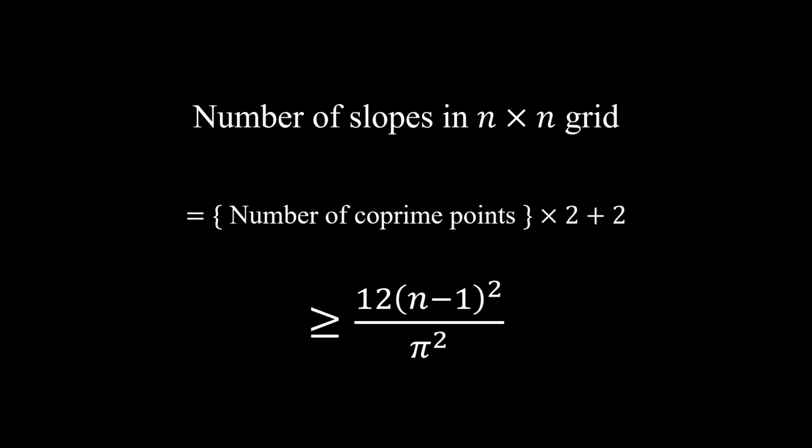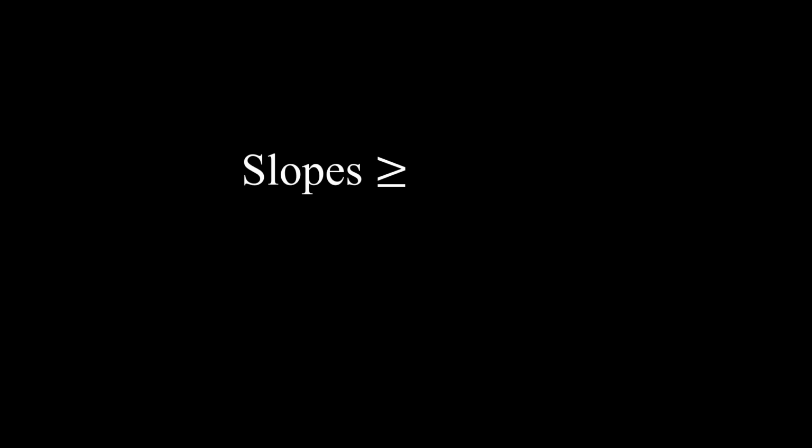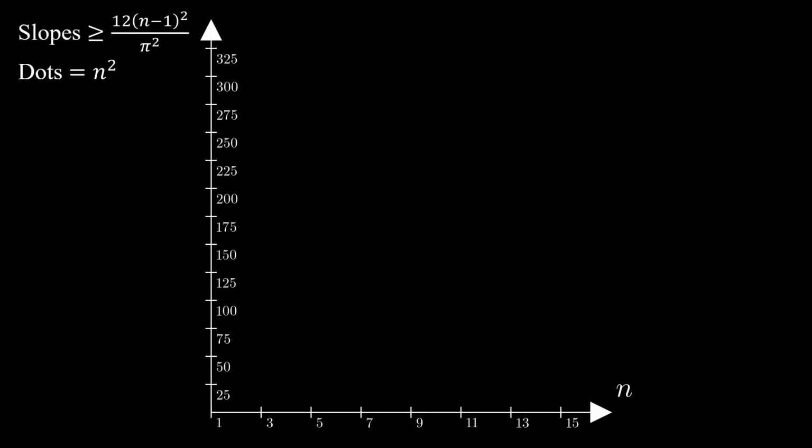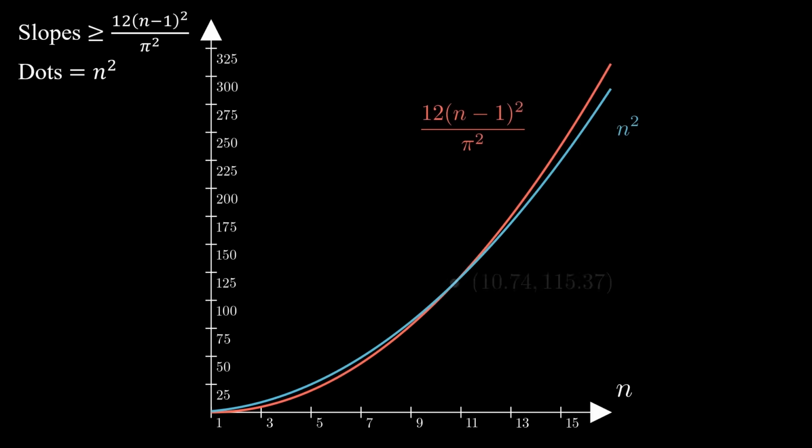I will try to prove this in the next chapter, but it's a bit hard, so right now let's take it as granted. So now we know that the number of slopes in an n by n grid is larger or equal to this. Let's compare that to the number of dots, which is n squared. If we graph the two functions, we can see that they meet somewhere around 11. And after that, the pi squared thing is always above n squared.